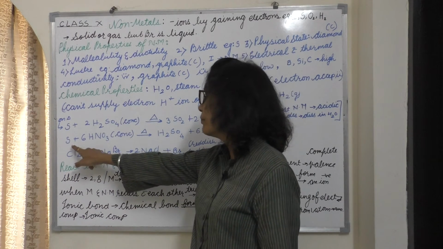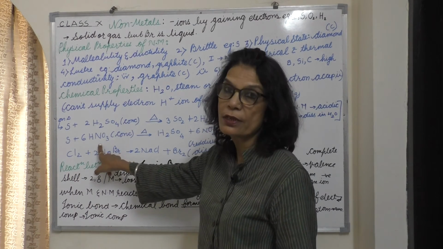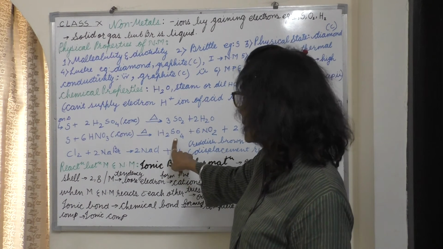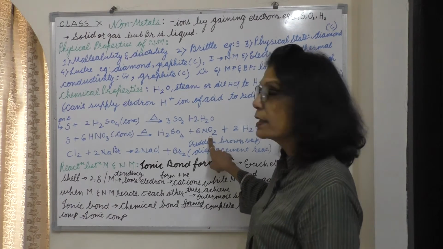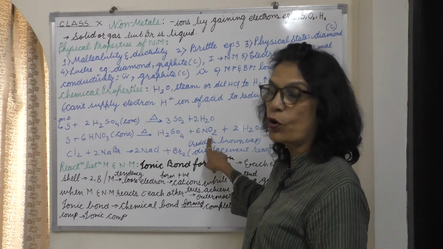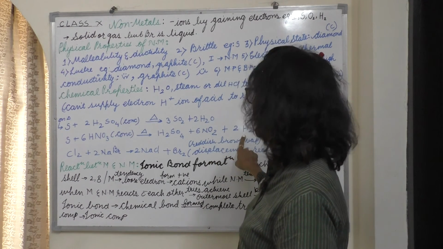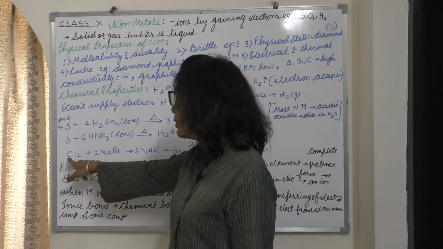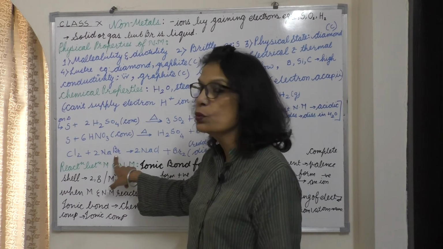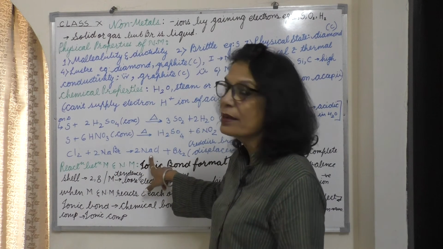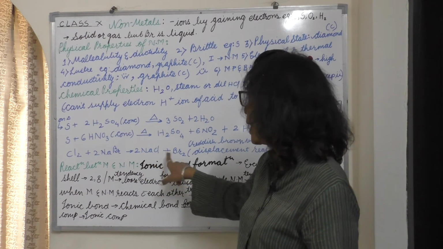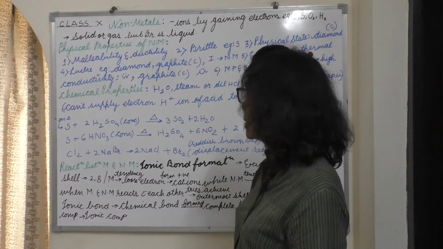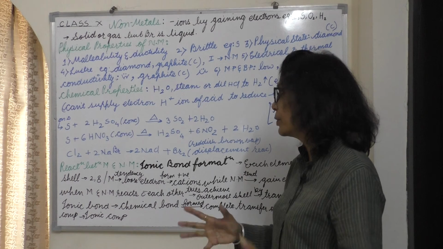Now again sulfur is reacting with concentrated nitric acid. On heating it gives us sulfuric acid, that is H2SO4, NO2, that is again an oxide of nitrogen, and water. Next equation I am going to explain is about chlorine. When chlorine reacts with sodium bromide, we get NaCl, that is sodium chloride, and bromine, and this reaction is also known as a displacement reaction.